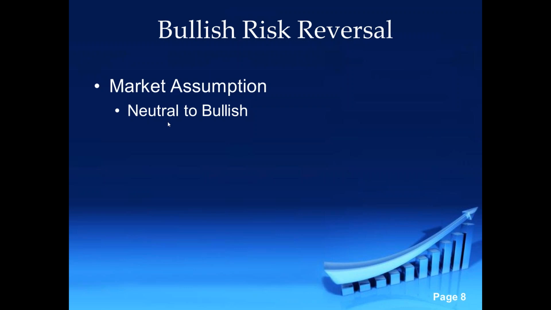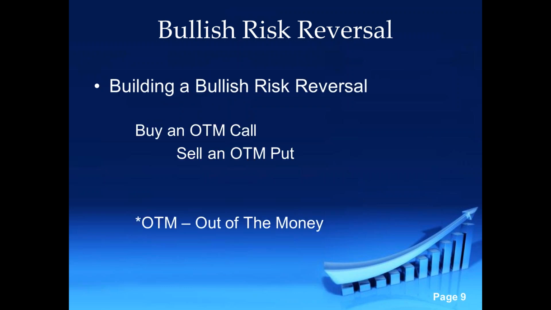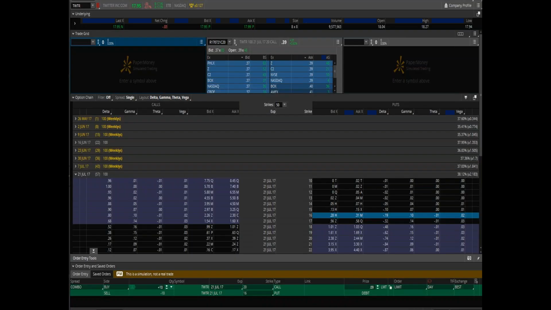If you do it for a debit, though, you need to really have that move higher. But I always try to do it for at least a credit. You can play around with the strikes to get that credit, or I'll move along with a different strategy. All right, so here's a couple examples.